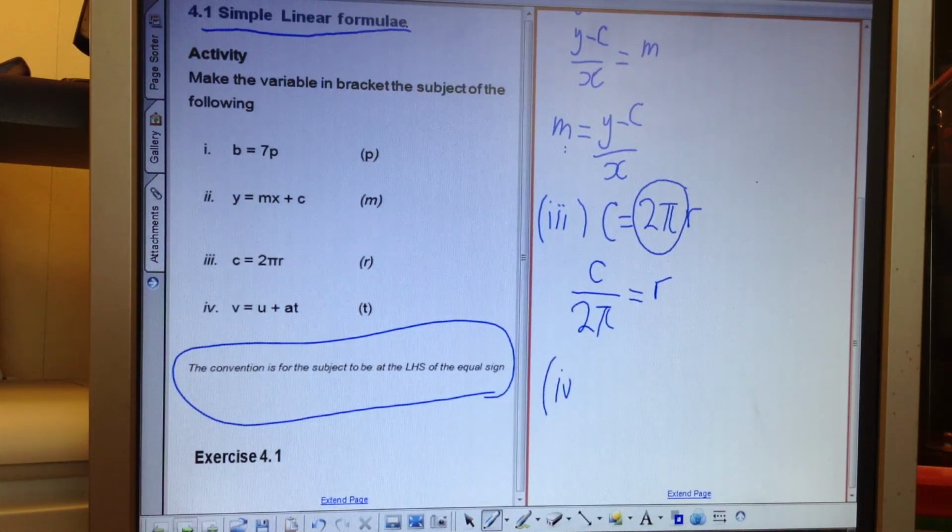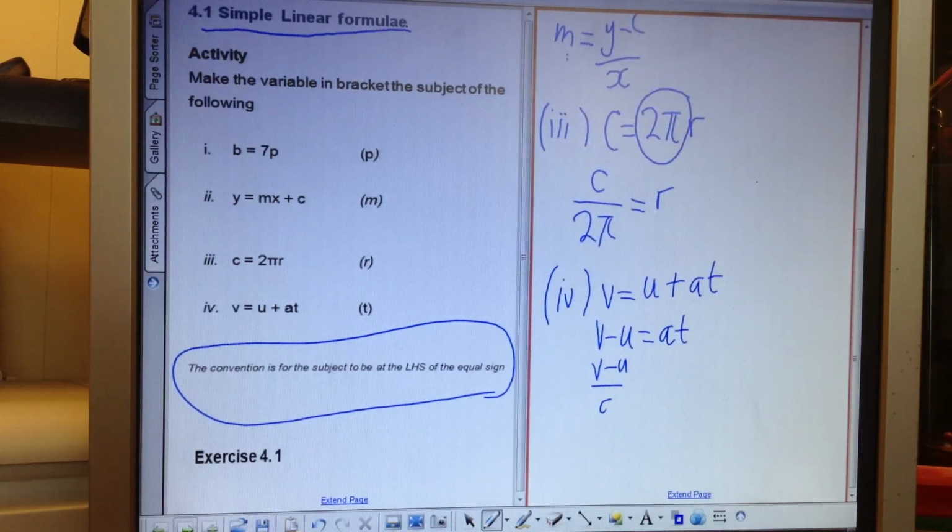IV. V equals U plus AT. Here we want to make T the subject, so we subtract U from both sides, so we have V minus U equals AT. Then we divide by A, so we have V minus U over A equals T. Therefore, our T is V minus U over A.